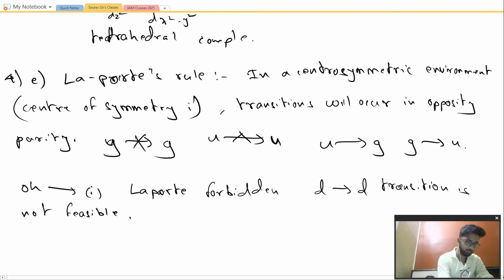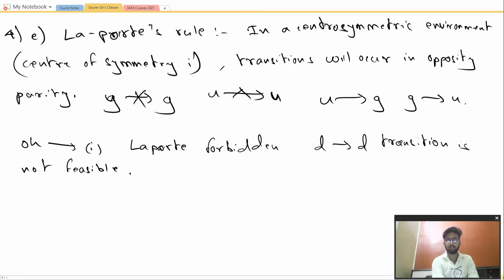let me just open the question paper. That rule obviously is not asked, because only the transition being forbidden is asked. So we won't be discussing the spin selection rule, because this does not even involve the d-d transitions. Okay, so the Laporte rule is now explained.